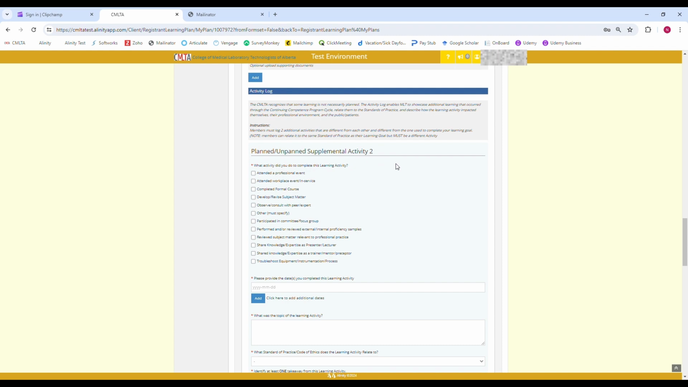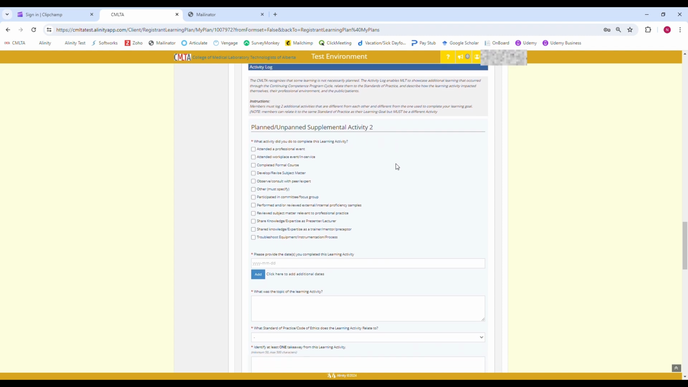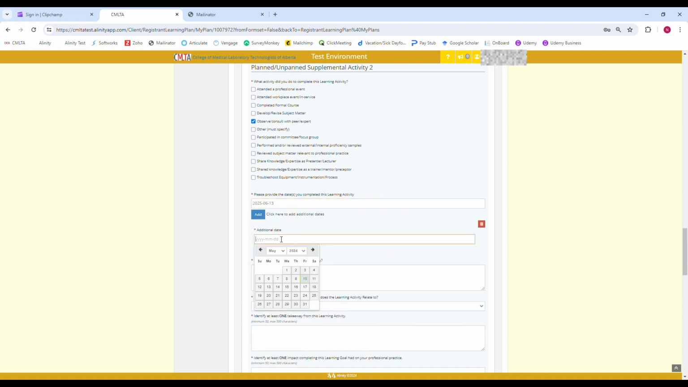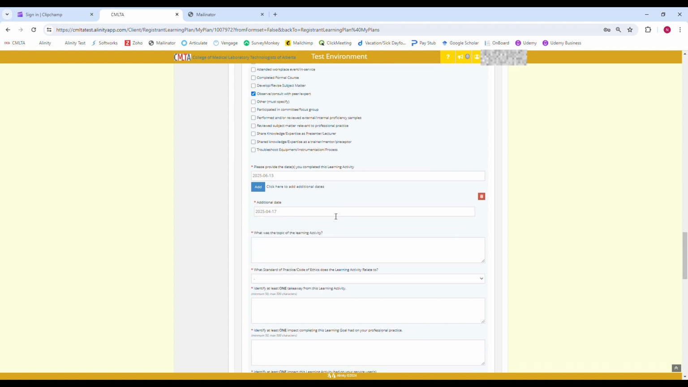impacted their professional practice. The questions are similar to the previous activity, the first of which asks members to identify the type of activity, such as observing, consult with a peer expert, or sharing knowledge/expertise as a trainer/mentor/preceptor. Then the MLT will select the date in which the learning occurred. If the learning occurred on more than one date, the MLT can add additional dates by clicking the Add button.